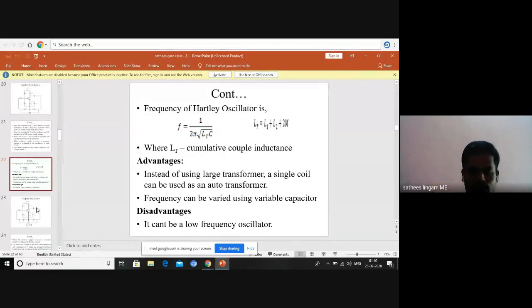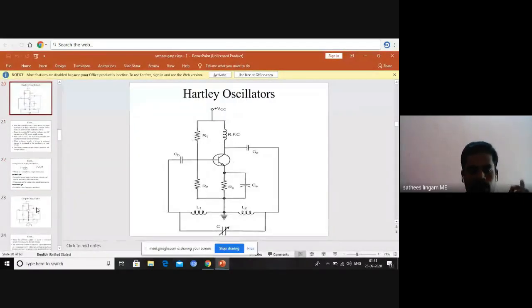Here, the separate transformer which we used previously is going to be reduced. Instead, a single coil with two parts is enough, acting as an auto transformer, which gives a 180-degree phase shift. Then another 180-degree phase shift is created by the transistor. So totally 360 degrees. Every oscillator should have that 360-degree phase shift. That is very important, so write it in your examinations also.